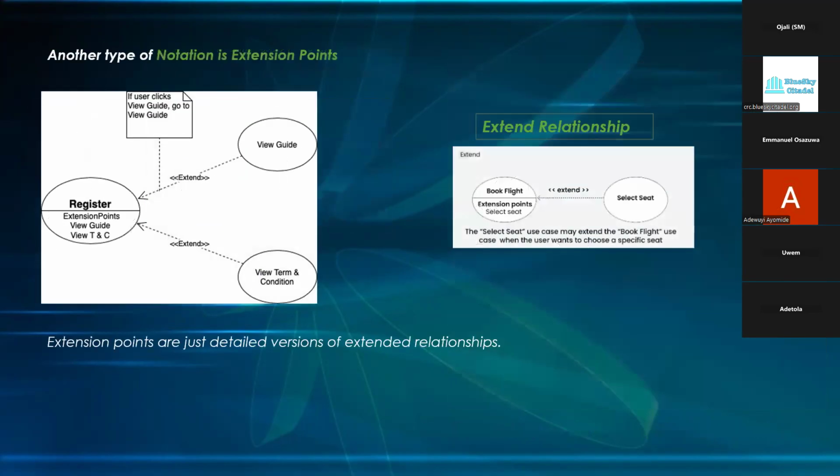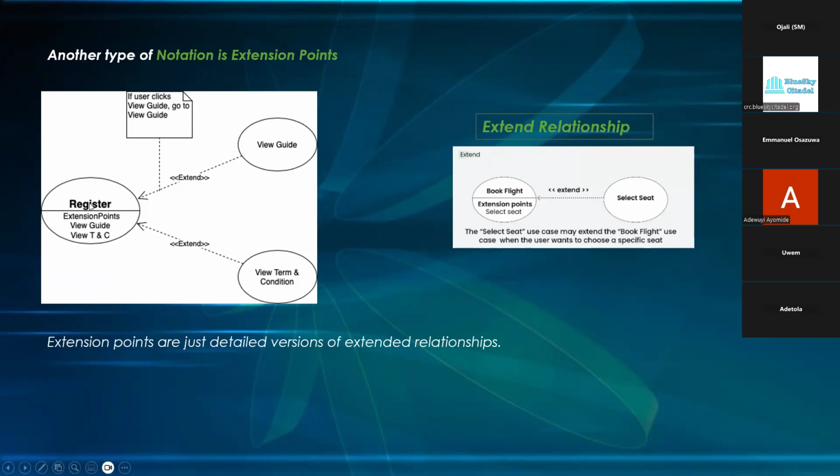This one is a little bit complicated. Not really complicated. This is called an extension point. It's called an extension point. So, again, an extension point is simply an extension of an extend relationship.